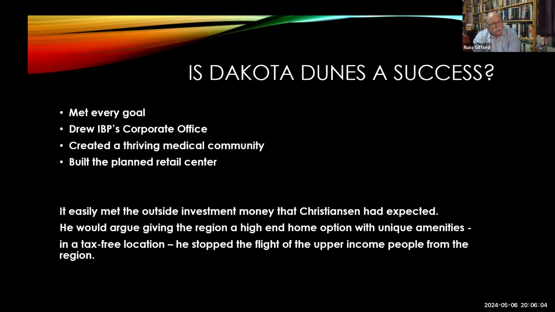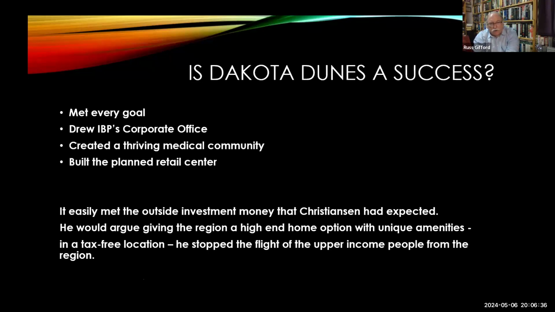As I said, they would draw IBP's corporate office over. They created a thriving medical community. They built that planned retail center. They would draw the TV stations over there. They would draw different groups, and they would pull that together, and they would continue to sell the housing projects, and it worked. They easily met that outside investment money that Christensen had expected.